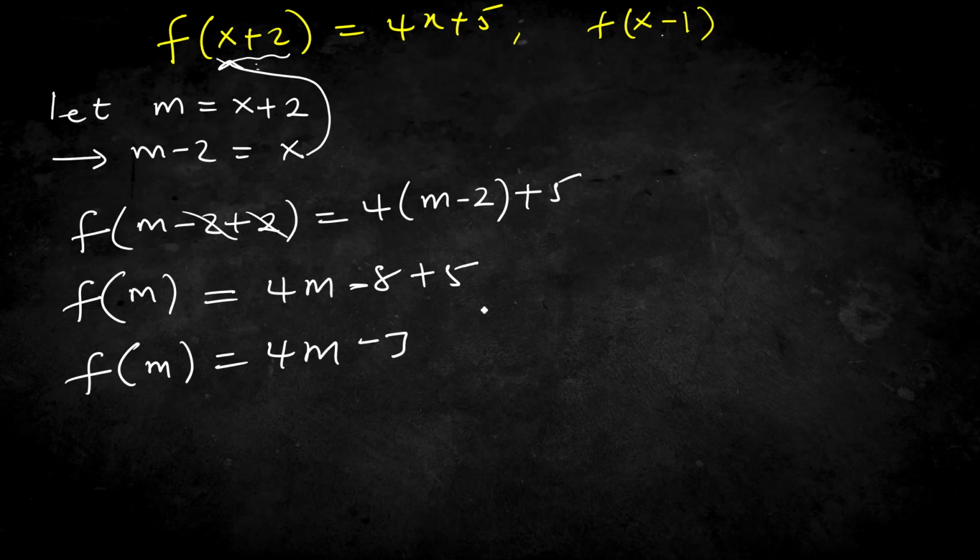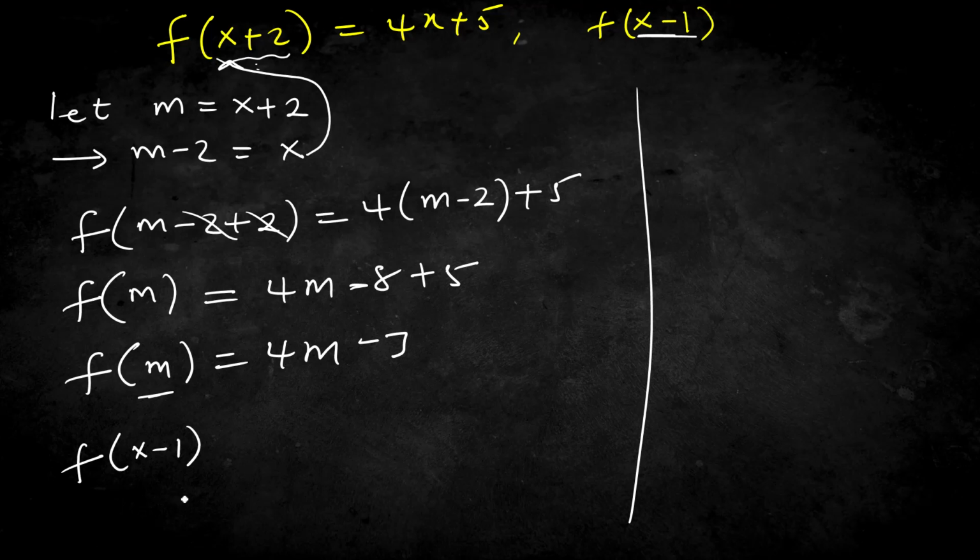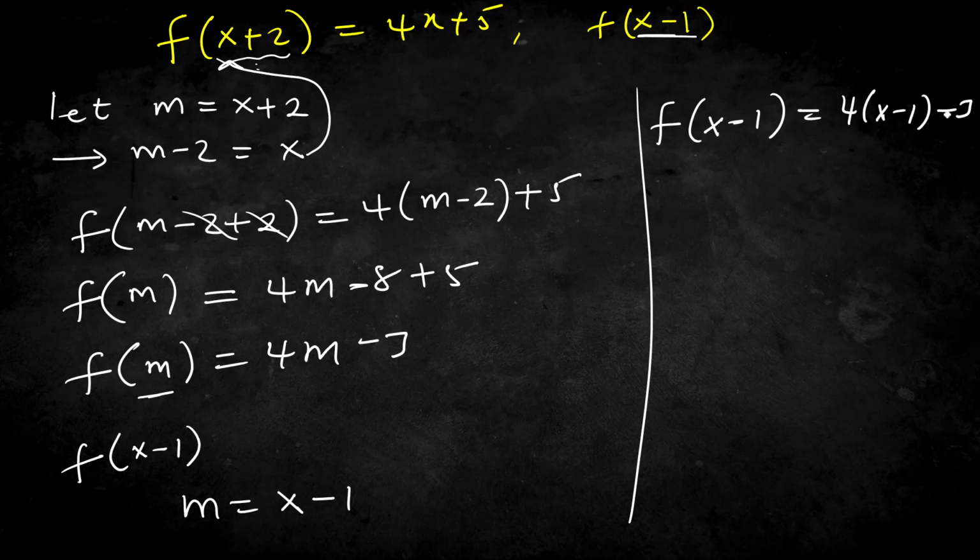So we have this. Now with this, we can go ahead and equate what we have here to this. To find f of x minus 1, we have to equate the argument of f. So m equals x minus 1. So we can find f of x minus 1 as 4 times (x minus 1) minus 3. So we have 4x minus 4 minus 3.